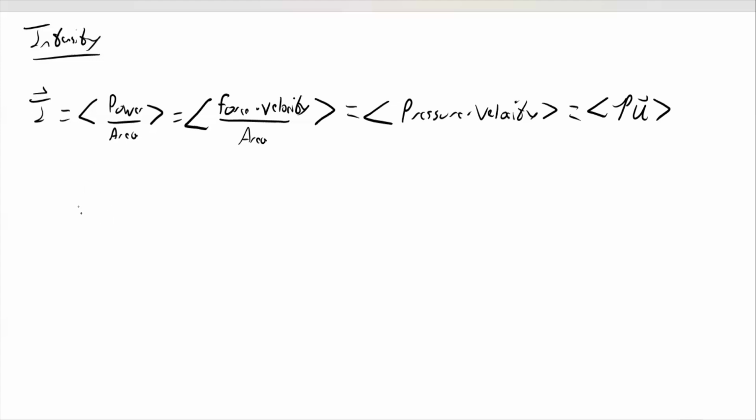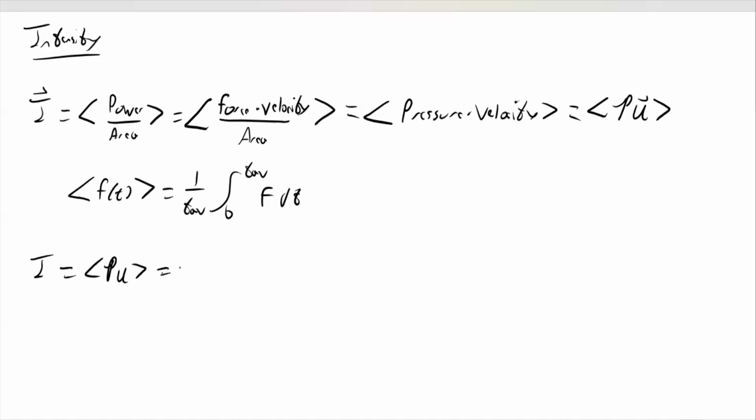And so what does time average mean? Well, if we're taking the time average of some function f of t, that is equal to 1 over T av times the integral from 0 to T av of f dt. So if we're thinking of intensity, suppose that we're looking in scalar form. That's just P times U. So that's 1 over T av, integral from 0 to T av, of P U dt.